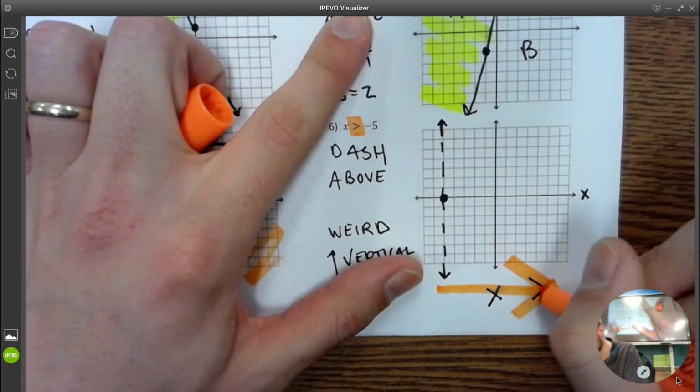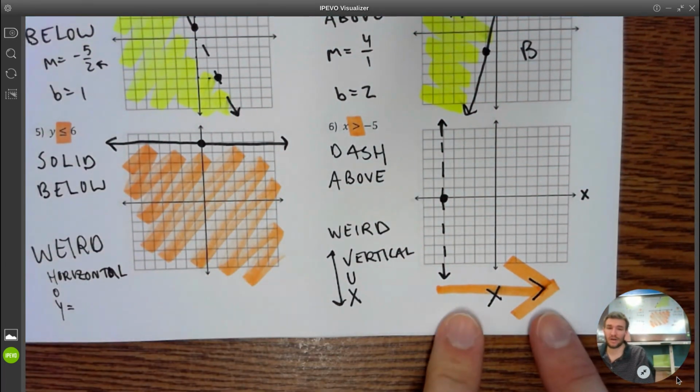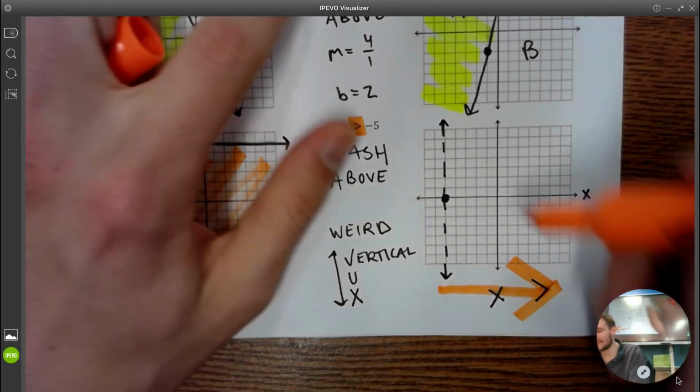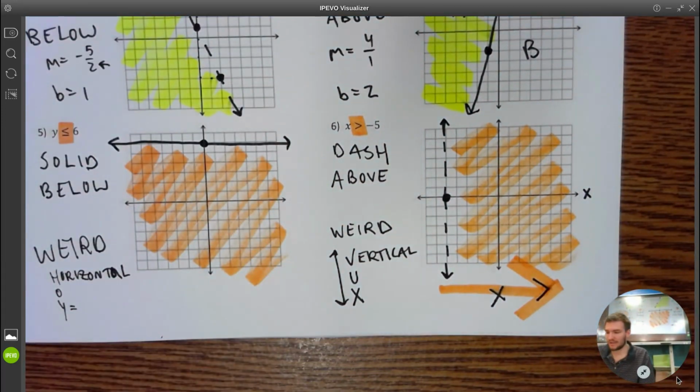Now, here's the annoying part about this trick. This does not normally work. It only works for these x graphs. So these x graphs are a little bit tricky. They're a little bit annoying. They've always got a little bit extra.